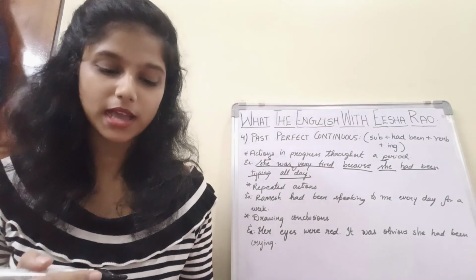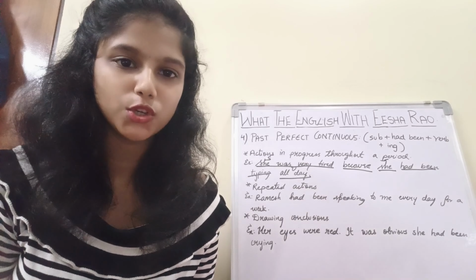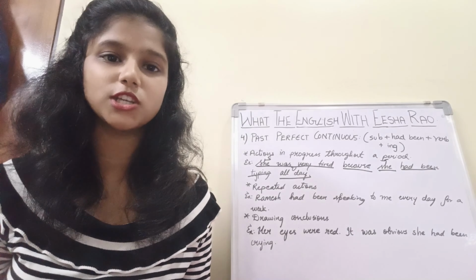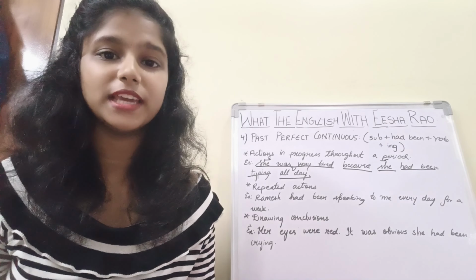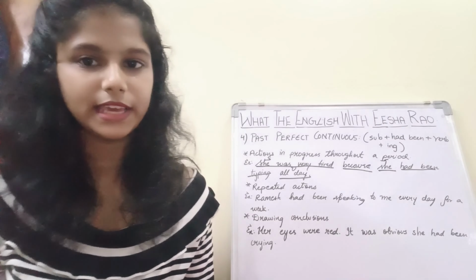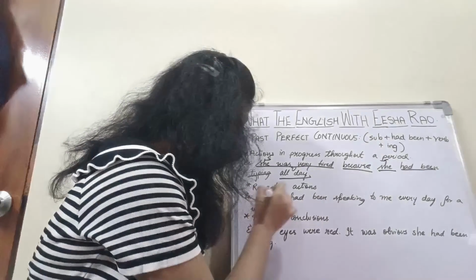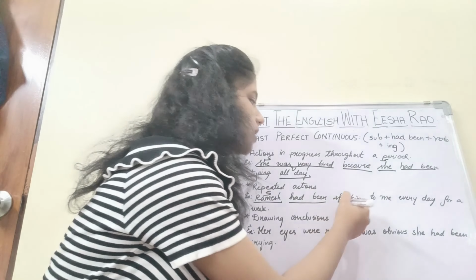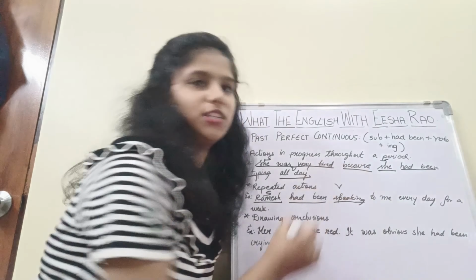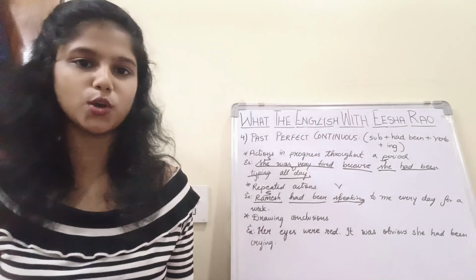Past perfect continuous tense is also used for actions which are continuously repeated. For example, Ramesh had been speaking to me every day for a week. Ramesh is the subject. Had been is from the formula. Speak is the verb and ing is used. The rest of the sentence is the object.